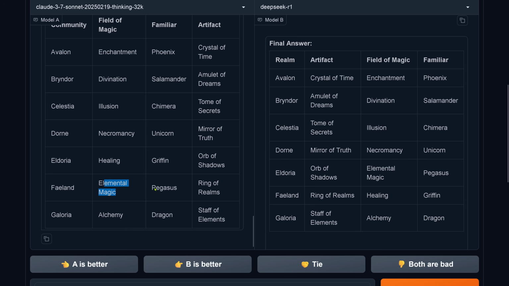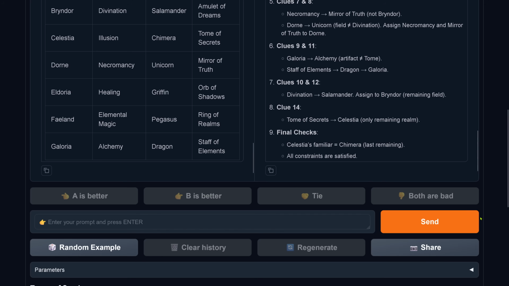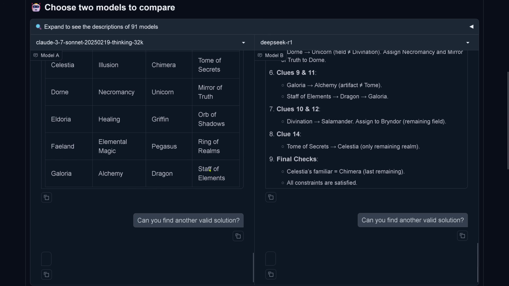If you look here, you see those are exchanged. Galaria, Alchemy, Dragon, Sapphire Elements. So, we have almost identical, only in Eldoria and in Phelan, we do have different solutions. So can you find another valid solution? Because maybe there are two valid solutions in the system, no? So let's go.